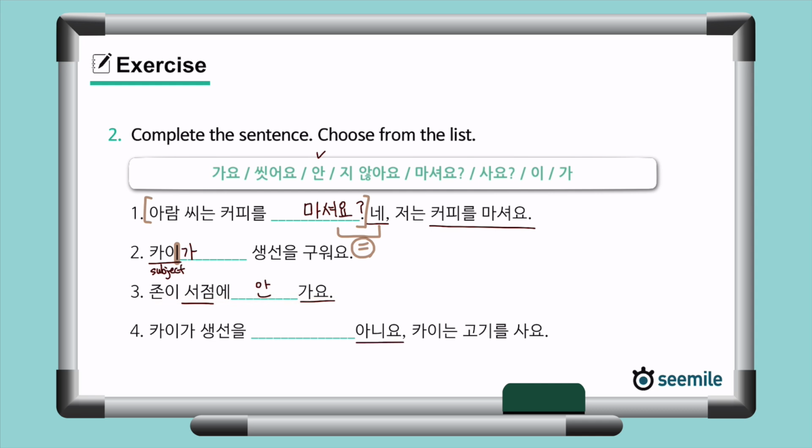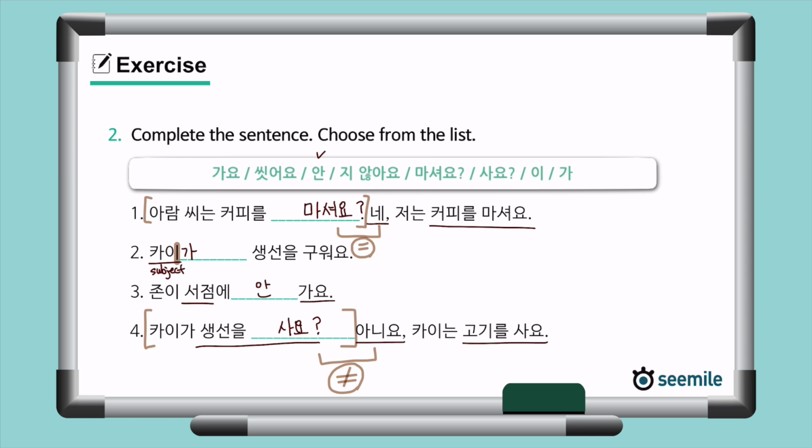Number 4. 아니요 is used to give a negative answer to a question, so the preceding sentence should be in an interrogative form. 아니요? It means what you asked in your question is wrong. So it's not true that Kai buys a fish because the fact is that Kai is buying meat. So the question should be, is Kai buying fish? So 사요 is the correct answer.